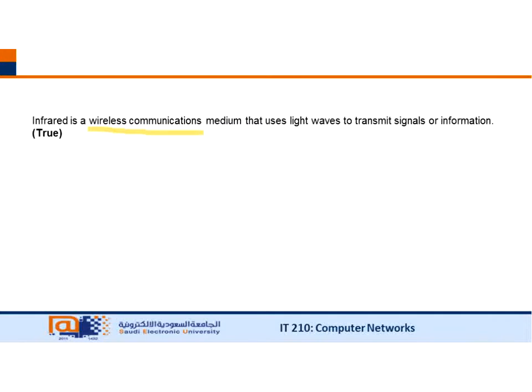But the diagram puts it before light. See, we have different types of lights. It's not that we have just one type of light. Some lights are visible and some are invisible. So infrared also uses light. There are different types of lights. You were confused because of that. No problem. Now see this: infrared is a wireless communication, and it uses light waves to transmit signals. So the answer is true.